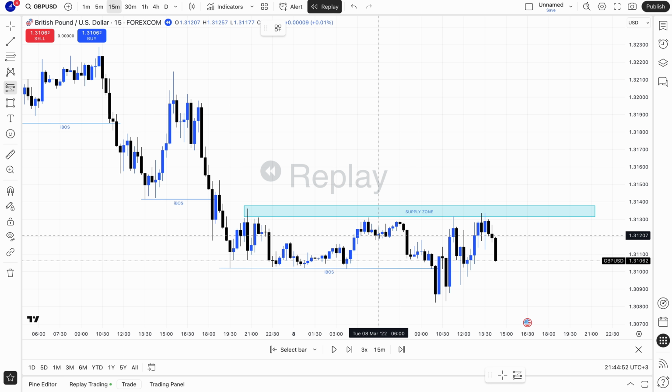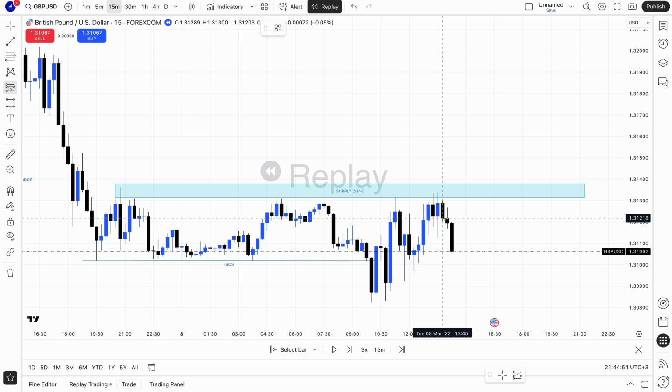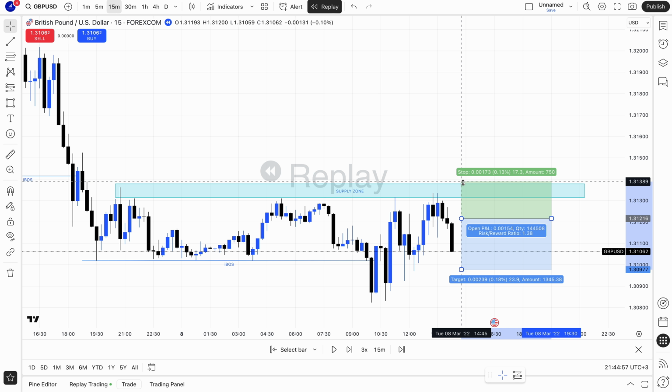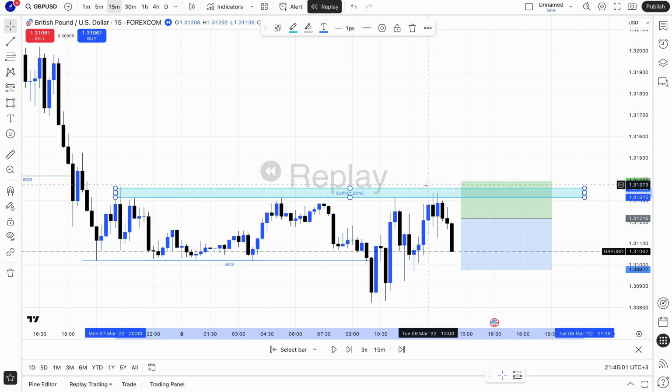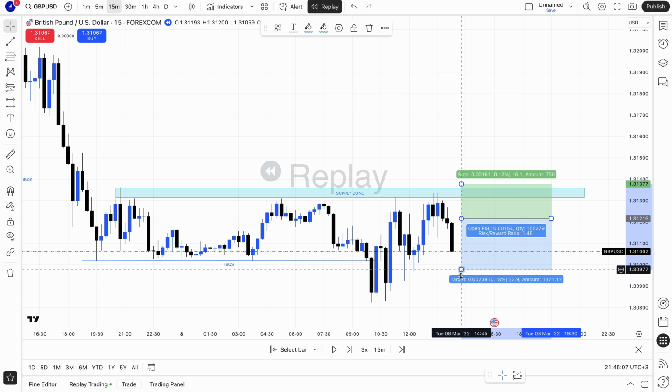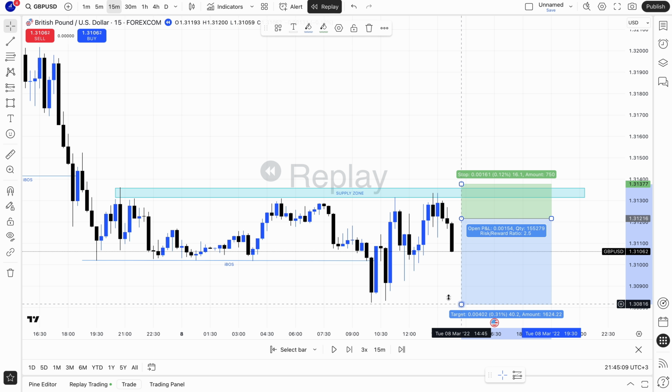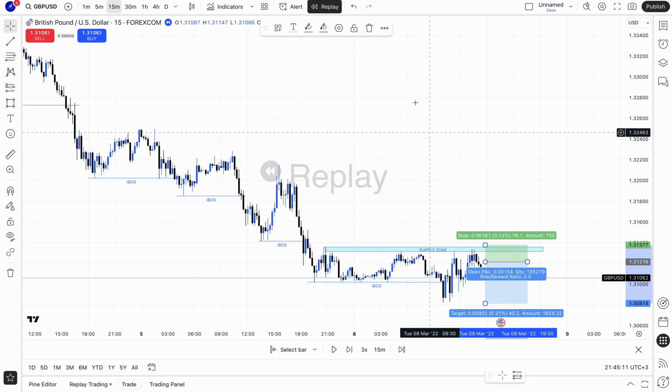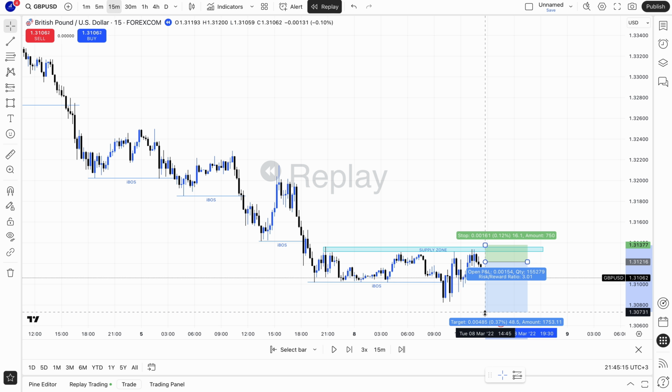The price action is not that clear, but still we can take that opportunity. Our stop loss just here. Our stop loss just here. 16 pips. Then we target here 1 to 2.5. Not bad, but you can make it 1 to 3. Risk to reward 1 to 3.